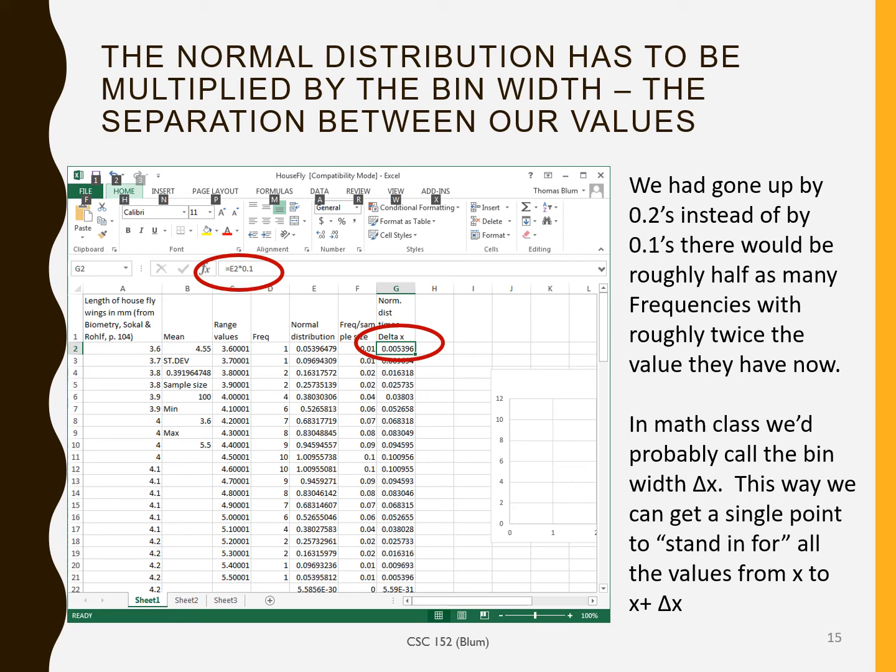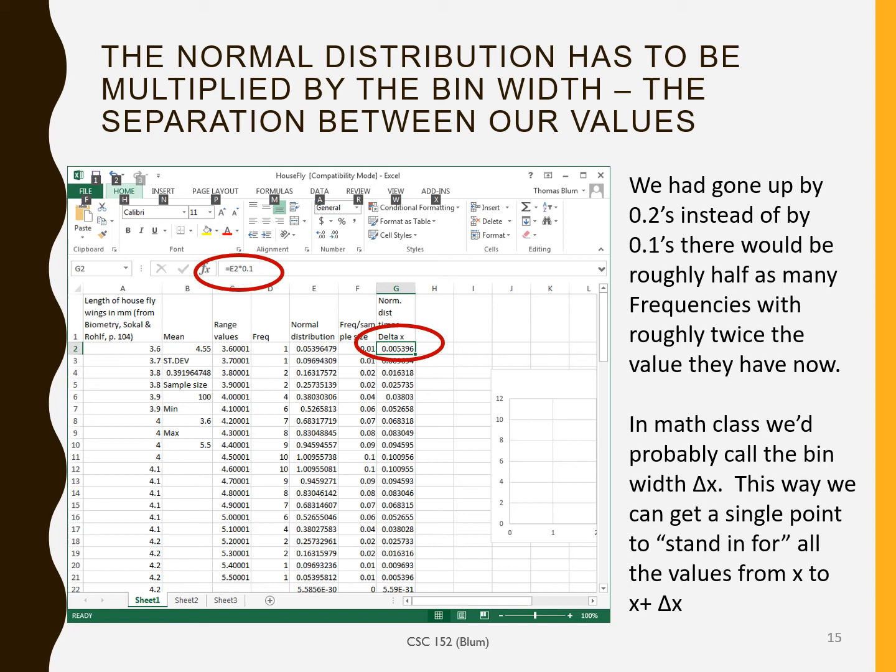So to do this, we're going to take our normal distribution in column E and multiply it by the bin width. This is the way in which we will allow the single point at 3.6 to really stand for all the numbers from 3.6 up to 3.7. Another way of thinking of it, to say that the bin width has something to do with it in this comparison, let's look at the frequencies we had in column D.